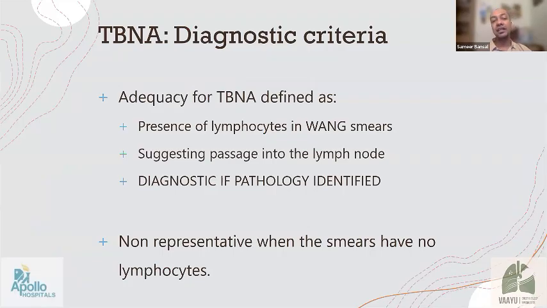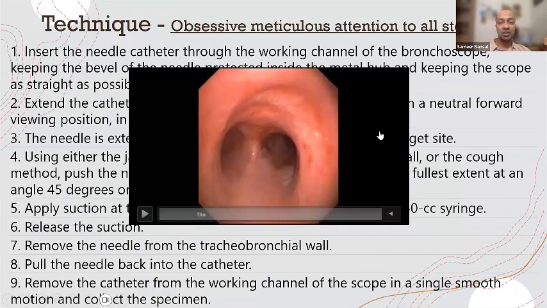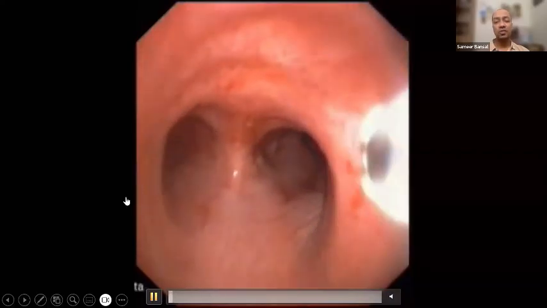What do we say is an adequate TBNA sample? When you have lymphocytes in these smears, which generally suggests passage in the lymph node. So this is adequate if you have lymphocytes. It is called diagnostic if your pathology is identified. However, when there are no lymphocytes, it's a non-representative sample, which means you have to sample again. So this is something which is important. Here I've summarized whatever I just spoke about in 9 or 10 points on what to do, and this is just a small video on how we actually do it.